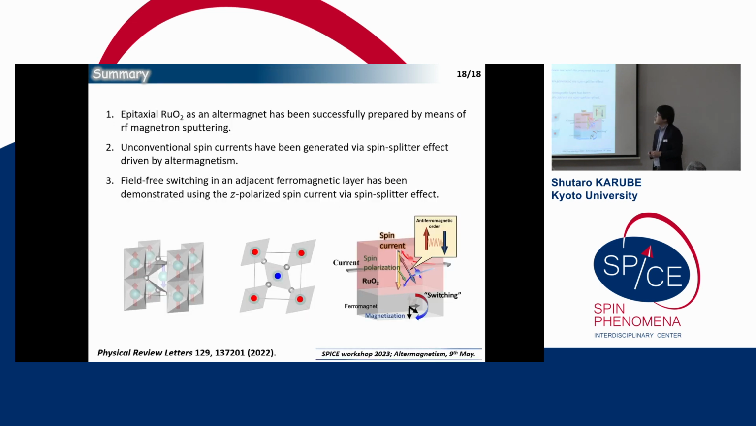So finally, I'd like to summarize my talk. First, epitaxial ruthenium dioxide as an altermagnet has been successfully prepared by means of sputtering. Next, unconventional spin currents have been generated via the spin splitter effect driven by altermagnetism. Finally, field-free switching in an adjacent ferromagnetic layer has been demonstrated using the Z-polarized spin current via the spin splitter effect. If you are interested in this study, please refer to our paper published in PRL.